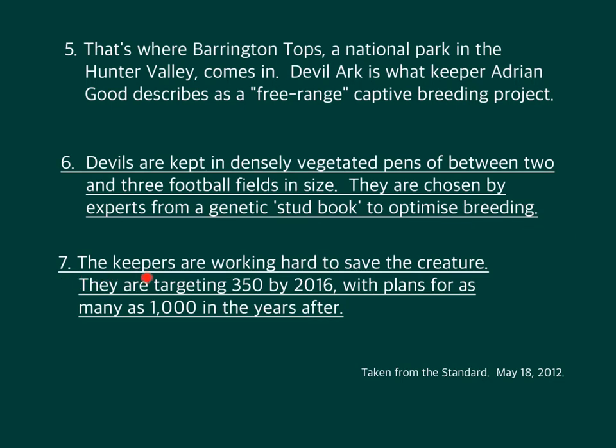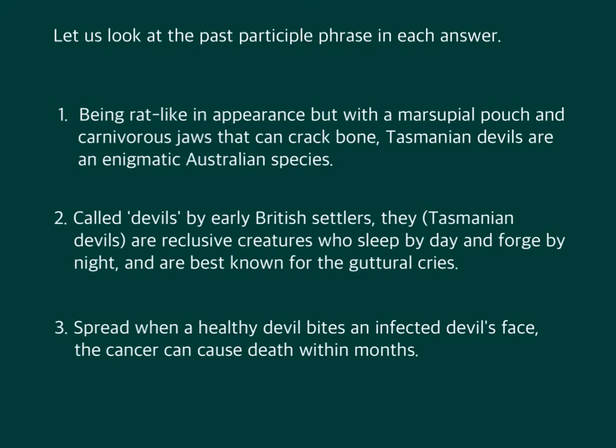7. The keepers are working hard to save the creature. They are targeting 350 by 2016 with plans for as many as 1,000 in the years after. Let us look at the participle phrase in each answer.